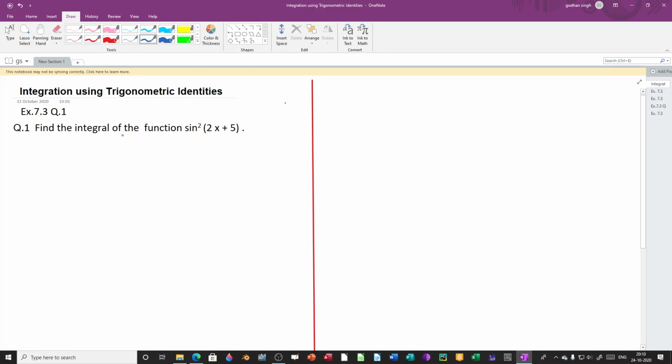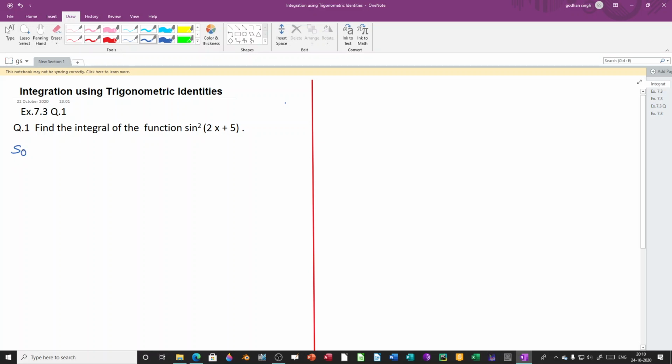Integration using trigonometric identities. In this exercise, we learn how to find the integration of functions using trigonometric identities, which you have read in class 11. So, the first question is: find the integral of the function sine square 2x plus 5. Whenever we have to integrate a function of the type sine square or cos square, we have to convert it in terms of cos 2x.